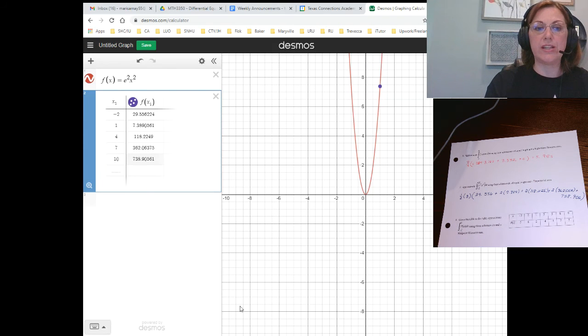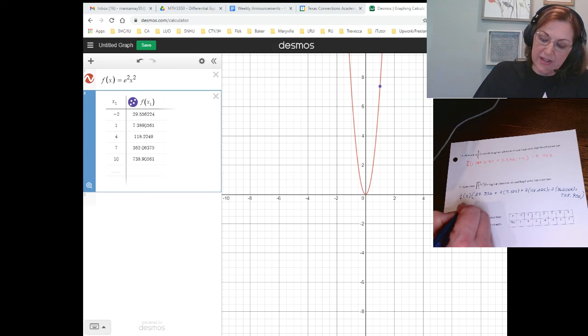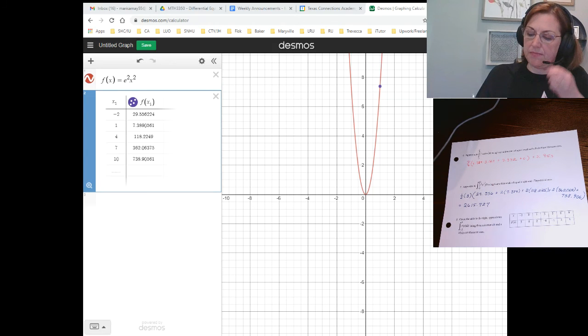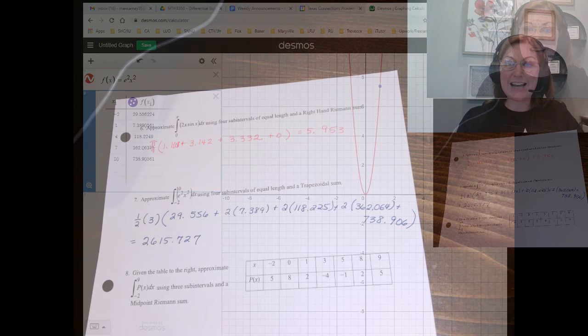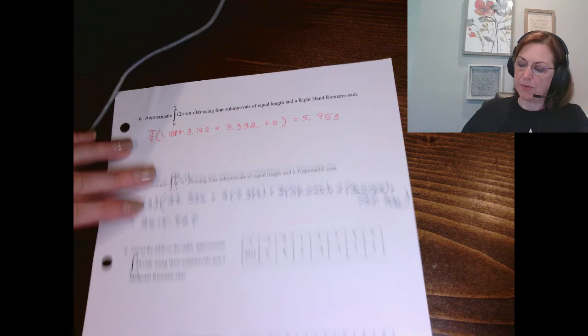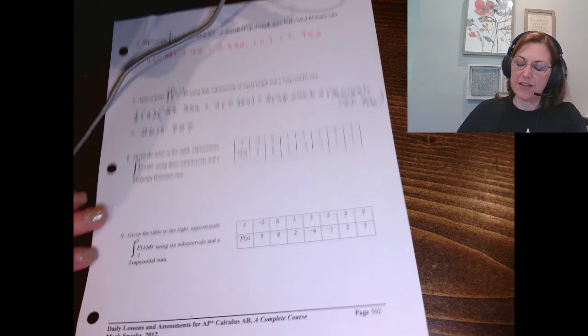Let's add those up quickly. And I get 2,615.727. And again, using that table on our Desmos really, really helps because it keeps you from having to crunch all those numbers. Now I'm going to switch our view back for the last two here because they are table problems, meaning the values are already given to us.